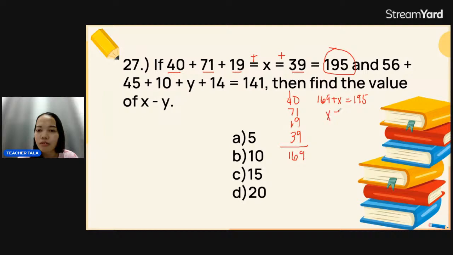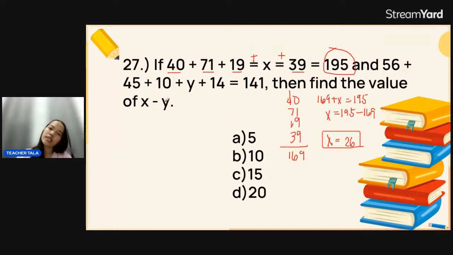Magsistay siya sa left side. Si 169, ito transfer natin sa right side. So, magiging 195 minus 169. 5 minus 9, that's 6, 8, 26. So, the answer is x is equal to 26.